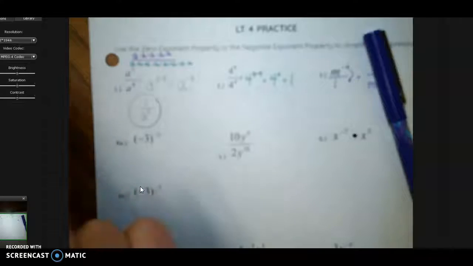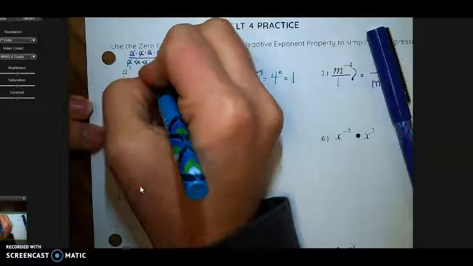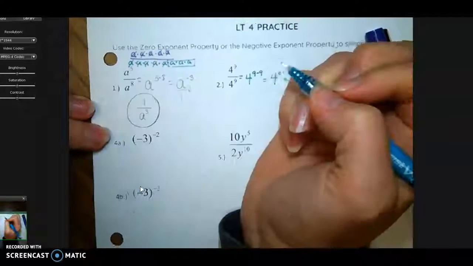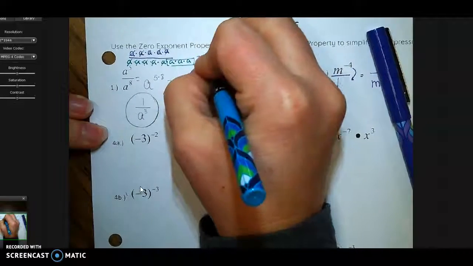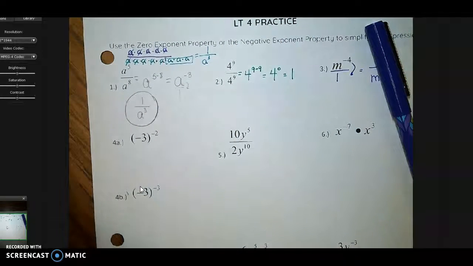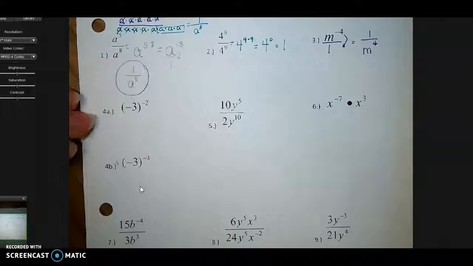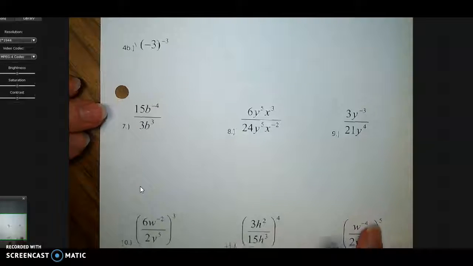So when I go back to cancel them out, I see that I have 3 of them left, but they're on the bottom. Now when I cancel those out, that doesn't become a 0, it becomes a 1. And so I end up with 1 over a to the third. So that is how we got there, and that's the same thing that's going on here. We just start drawing it all out.